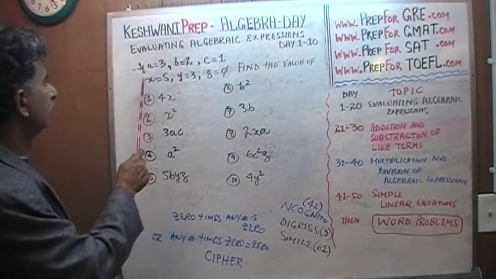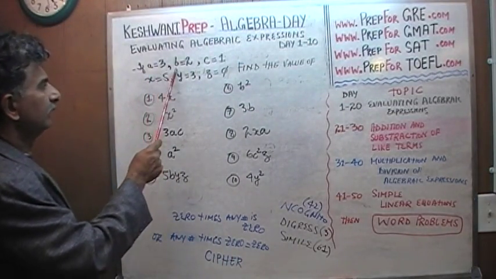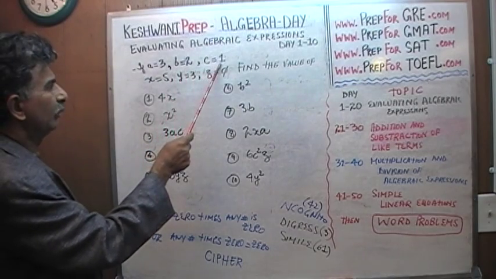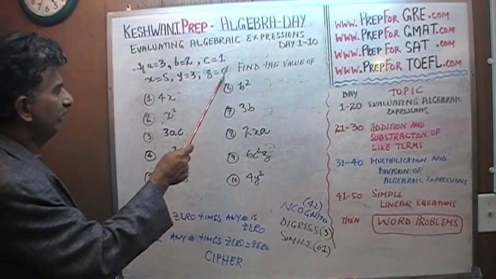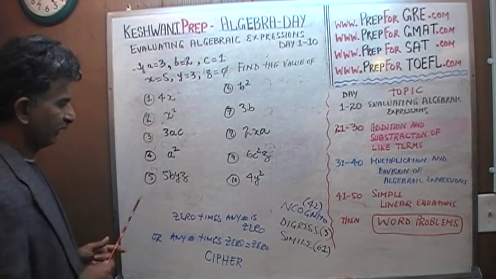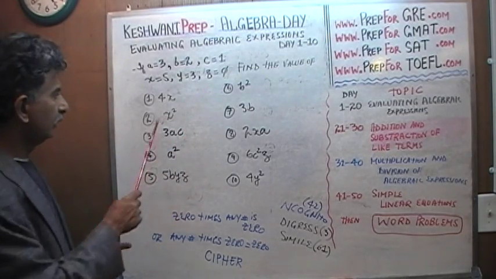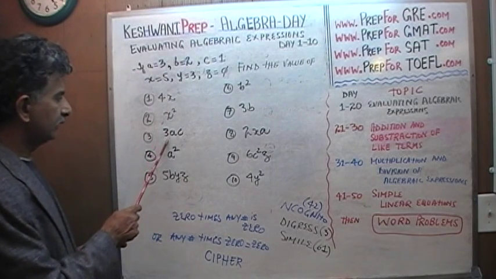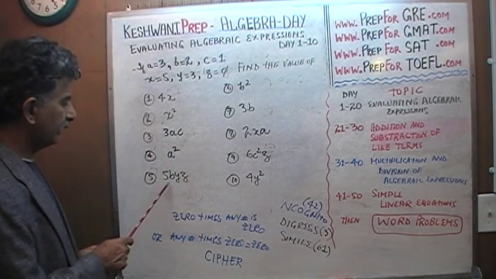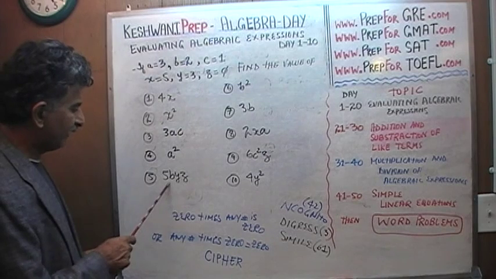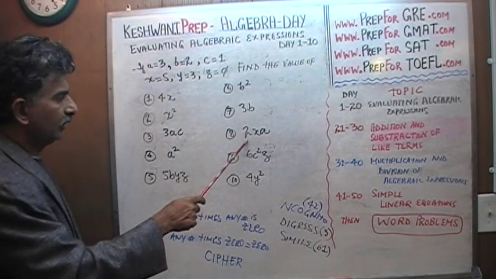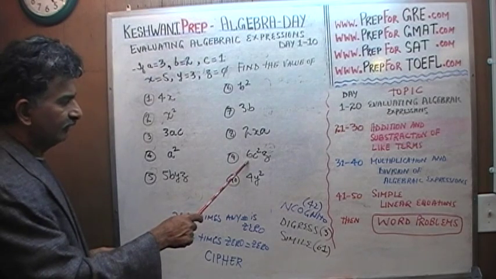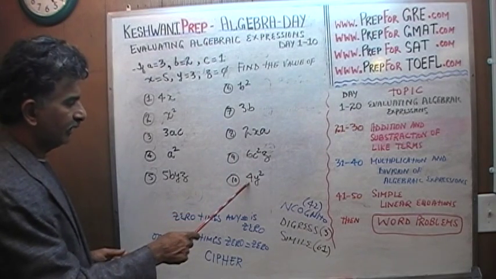Here's the problem. If a equals 3, b equals 2, c equals 1, x equals 5, y equals 3, and z equals 0, what are the values of these expressions? There are 10 of them here. I'm going to read them to you. 4x, x squared, 3ac, a squared, 5byz, 5 times b times y times z, b squared, 3b, 2xa, 6c squared z, and finally 4y squared.